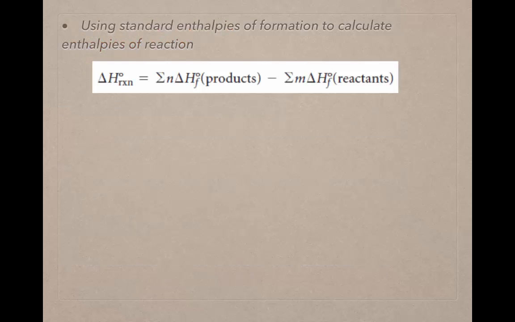So we can use the standard enthalpies of formation of all of the different compounds that are involved in a reaction in order to calculate the enthalpy of that reaction. And all you have to do is sum the standard enthalpies of formation of the products and subtract from that the sum of the standard enthalpies of formation of the reactants. So let's actually look at an example to make sure this makes sense.